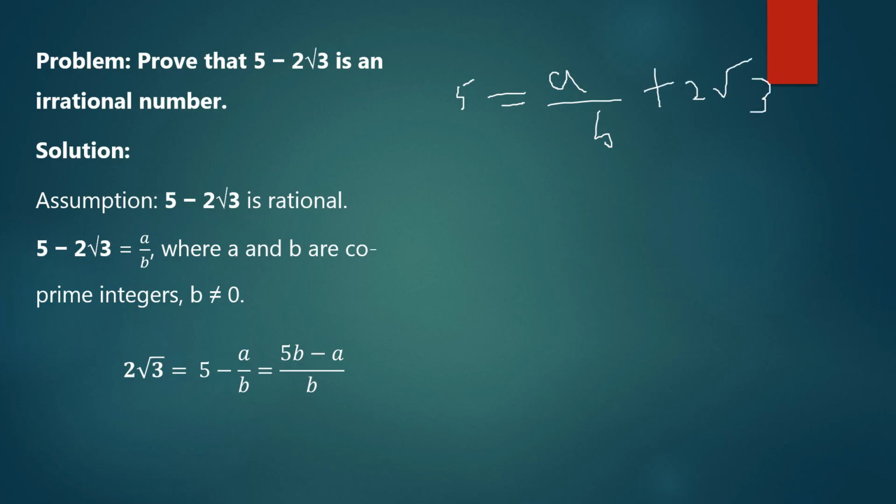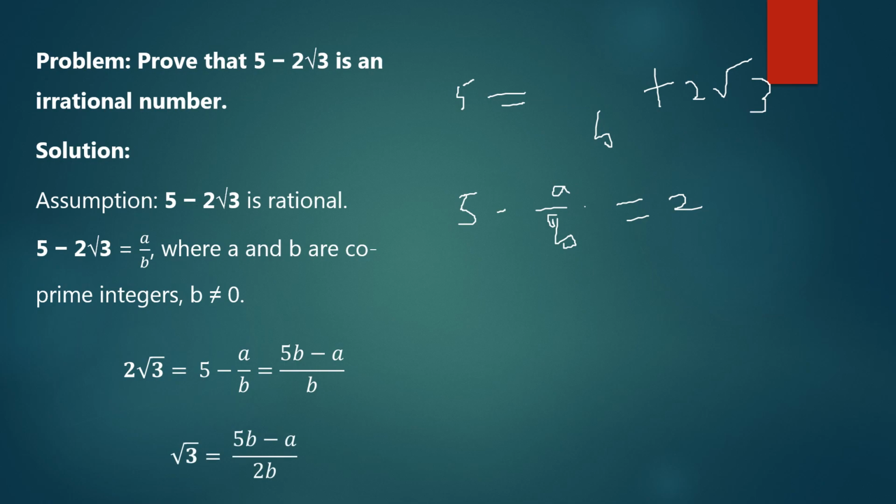Now take a by b to the left side: 5 minus a by b is equal to 2 root 3. This is what I wrote here: 2 root 3 is equal to 5 minus a by b. On simplification, 5b minus a by b.